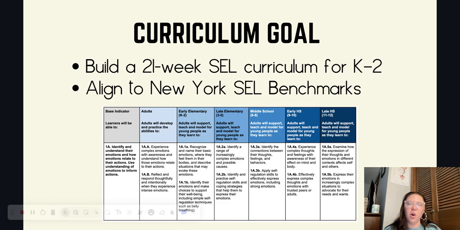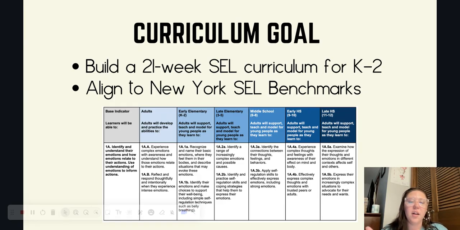So my curriculum goal was to build a 21-week SEL curriculum for K to 2 students, kindergarten to 2nd grade. I'm so grateful that I have been able to do a big chunk of this already. But one of the things is that I wanted all of my lessons to reflect the New York State SEL benchmarks. This was so important to me because, as you can see in the picture, this is taken right from the New York State SEL benchmarks.